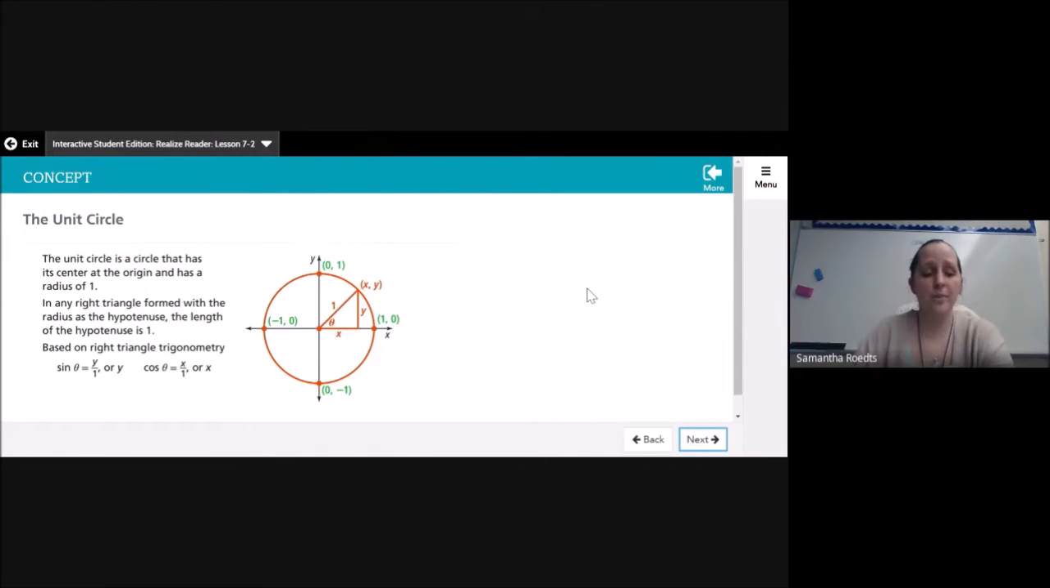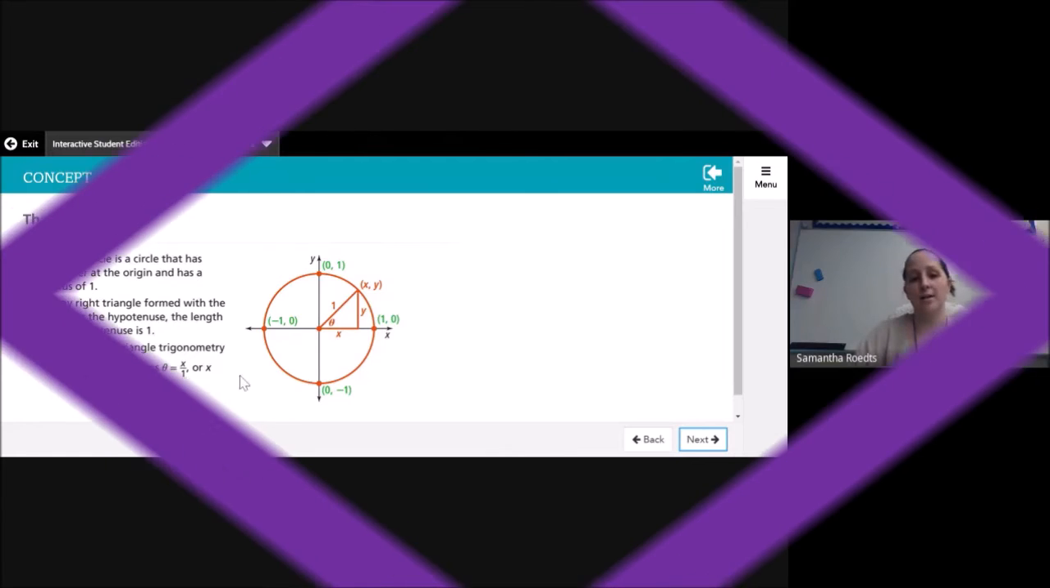Concept, the unit circle. The unit circle is a circle that has its center at the origin and has a radius of 1. In any right triangle formed with the radius as the hypotenuse, the length of the hypotenuse is 1. Based on the right triangle trigonometry, sine of theta equals y over 1 or y, and cosine theta equals x over 1 or x.